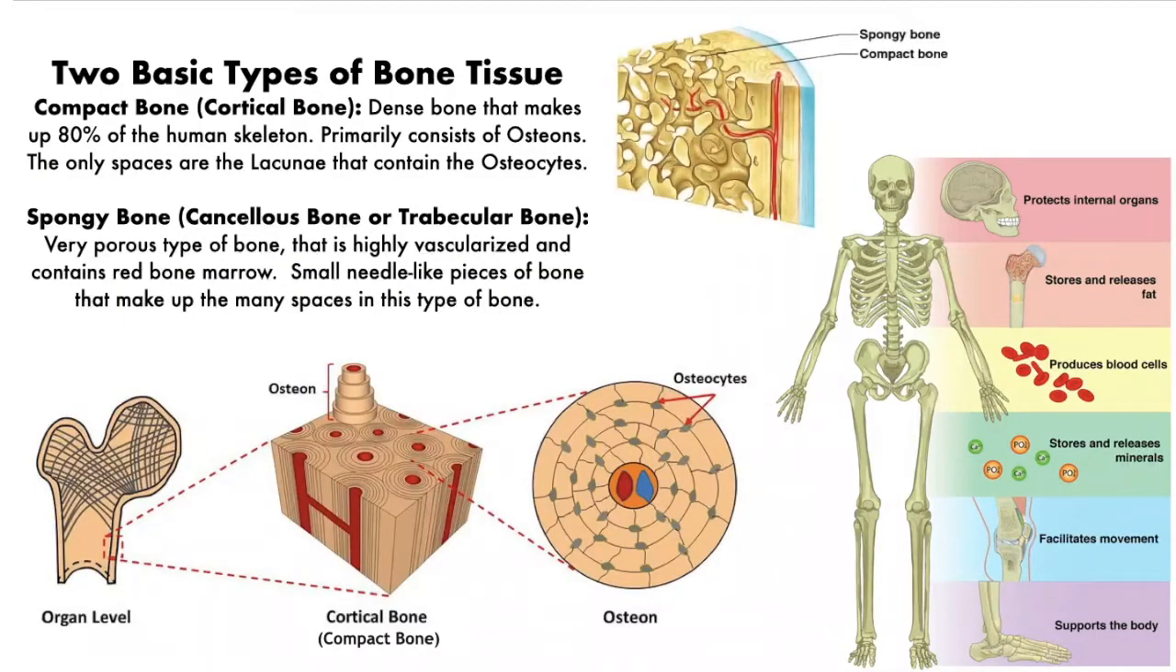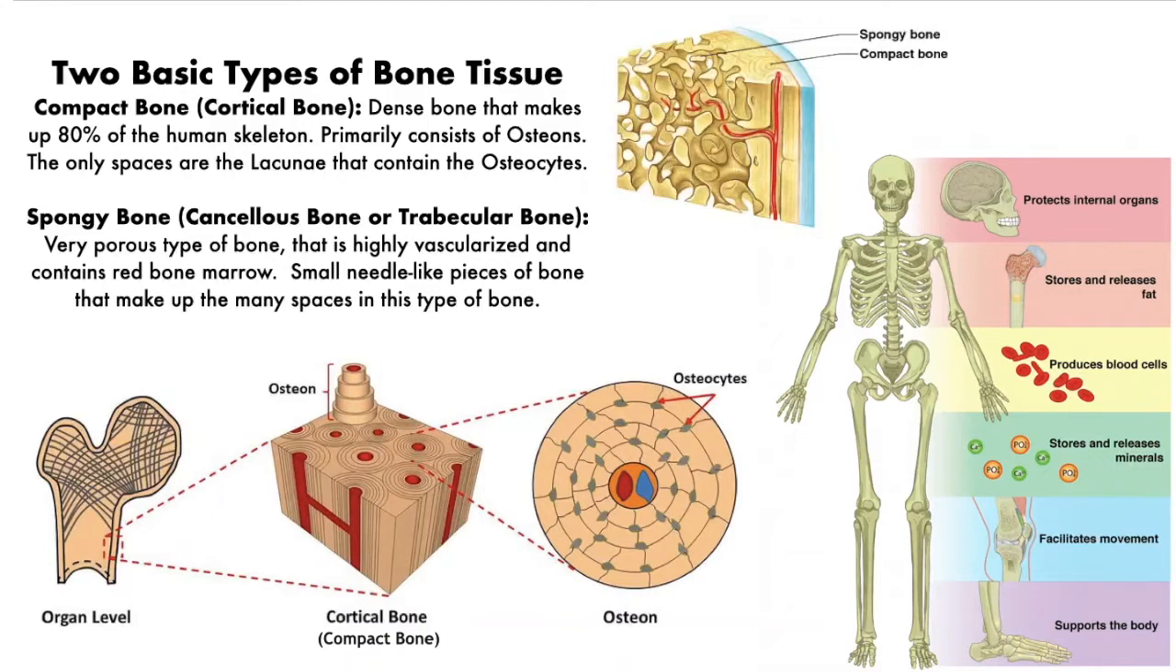So there's two basic types of bone tissue. We have the compact bone or cortical bone. The compact bone is the dense bone that contains the osteons, while the spongy bone, or cancellous or trabecular bone, contains many different holes or pores. This porous type of bone has a lot of blood vessels, it's very vascularized, and contains red bone marrow. So where there's a lot of spongy bone, there's going to be the red bone marrow.